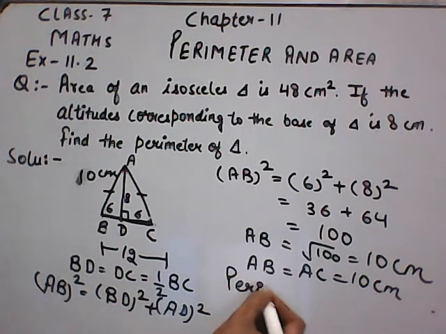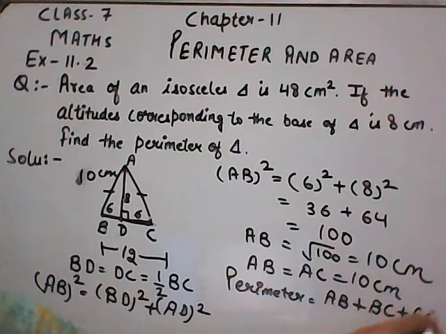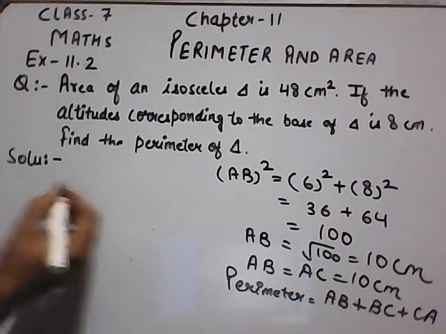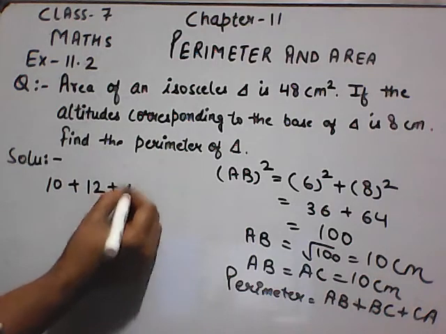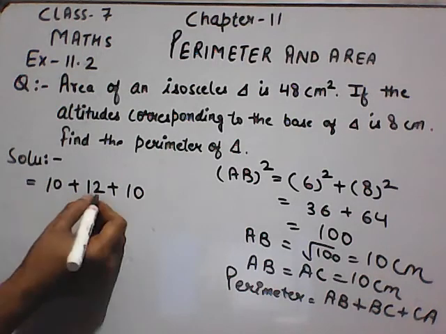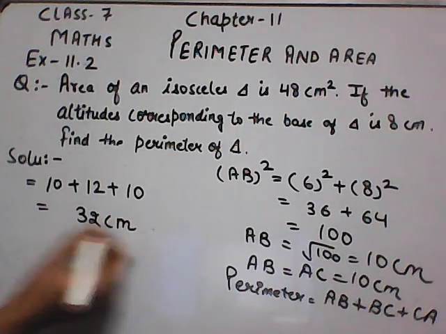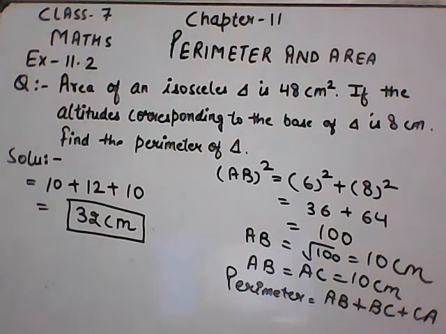So we can find out the perimeter of the triangle. Now perimeter of triangle is AB plus BC plus CA. AB is 10 centimeter, BC is 12 centimeter, CA is 10 centimeter. 10 plus 12, 22, plus 10, 32. Here 32 centimeter is the perimeter of triangle ABC. In this way you can solve questions related to area of triangles.